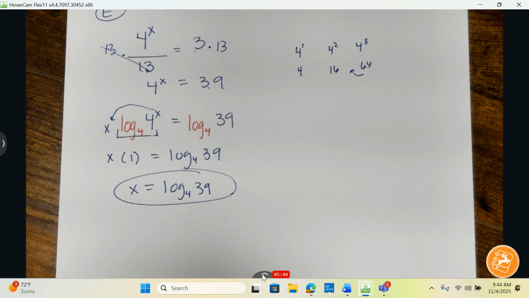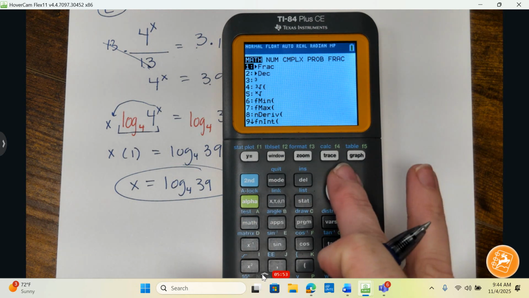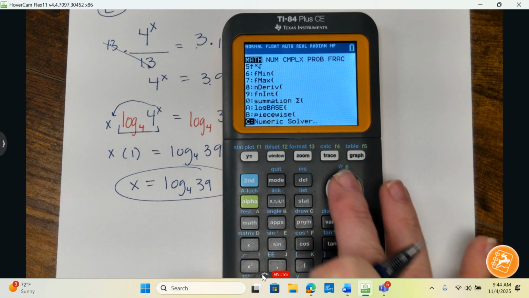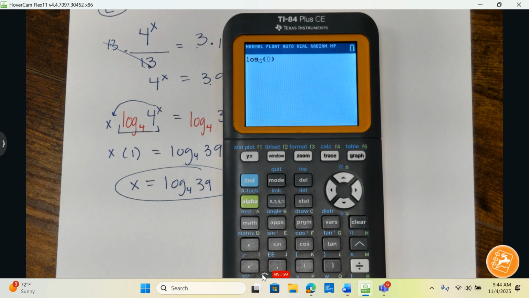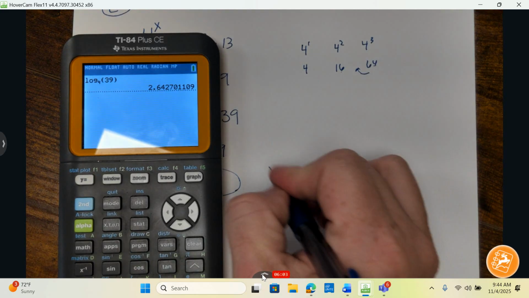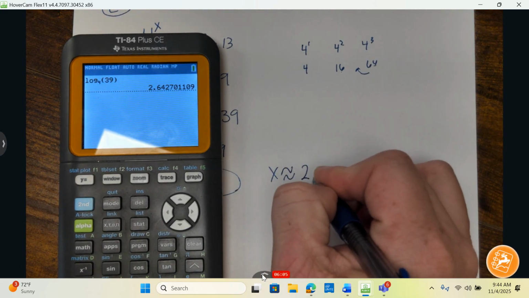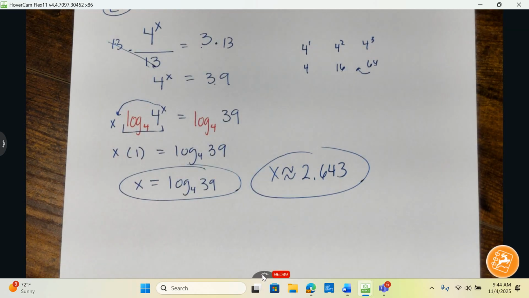Now, how do I get the decimal answer? It's not an ln, so I'm going to go to math. I'm going to hit the arrow up 3 times. Whoops, my calculator is a little slow there. I have a base 4. The number behind is a 39. And here we have it. So x is approximately 2.643 rounded to the nearest thousandths.